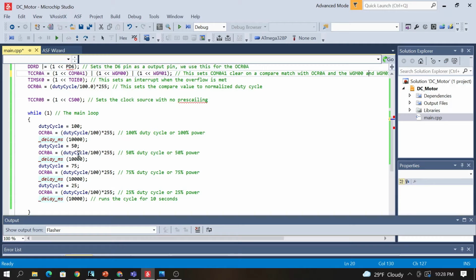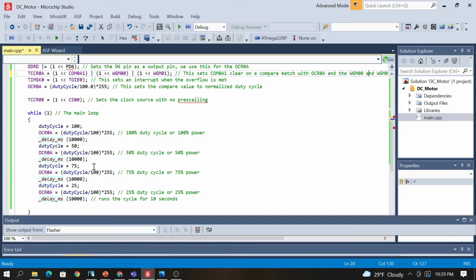So we take the duty cycle divided by 100. Okay? So that's going to give us 0.5. We multiply that by 255 and we get half of 255. Half of 255 on this duty cycle is going to be 50% power. So we drop the power to the motor down to 50%. Then we delay it for 10 seconds.